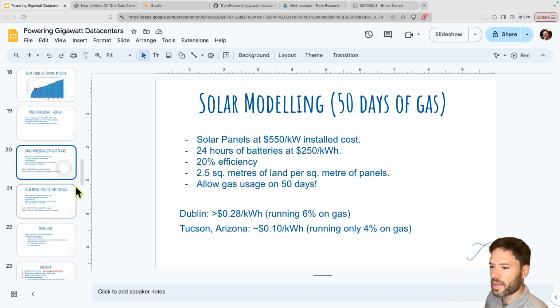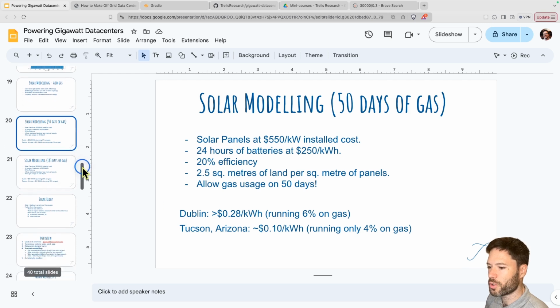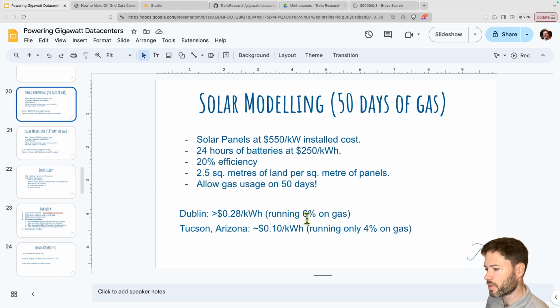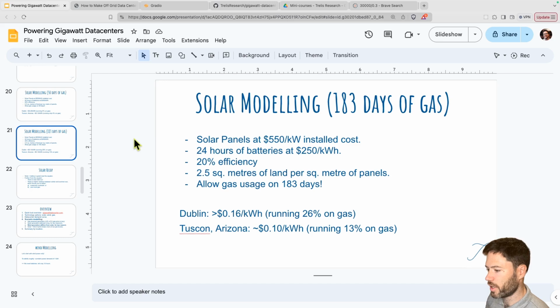So we've added in gas. We've shown how that can reduce cost even by just allowing for 3% or 6% in Dublin. That's the 50 worst days using gas. We can run an example as well where we allow gas to be used on the 183 worst days. So basically on half of the year, we're allowing gas to be used. And if we run that simulation, actually in Tucson, the price is very similar, which shows you that actually using solar and batteries is fairly close to optimal if you're in Tucson and can be competitive with using natural gas.